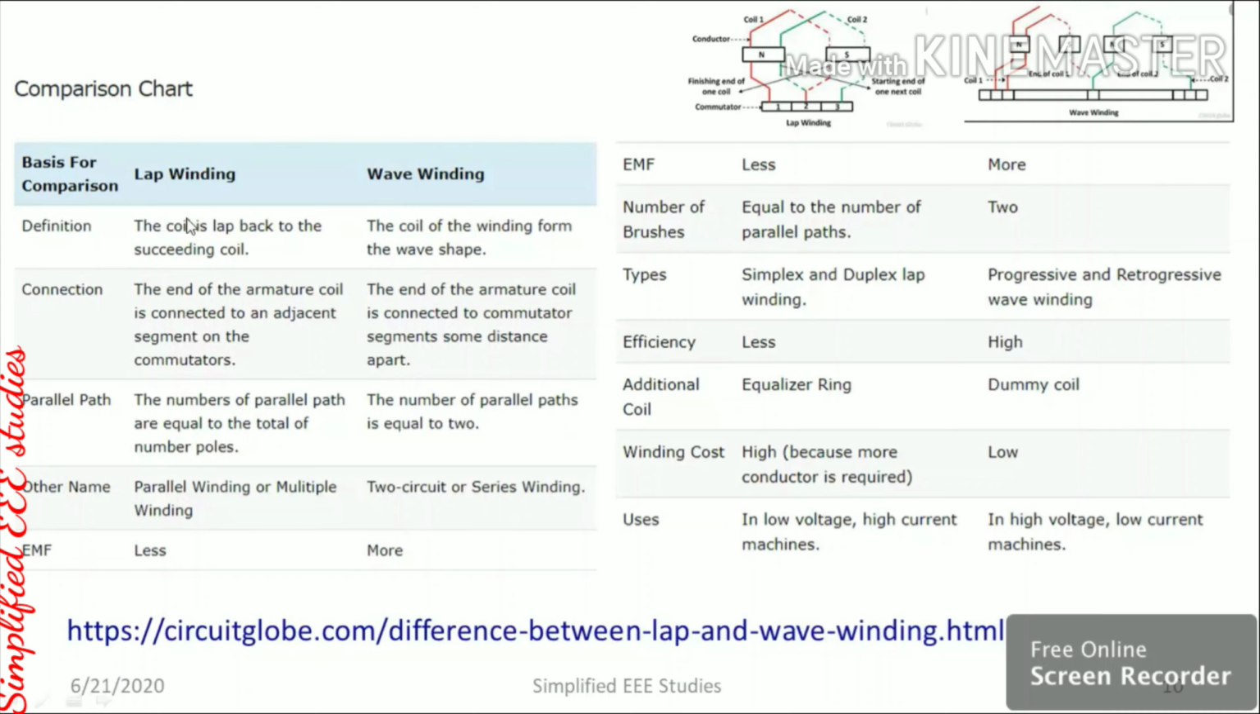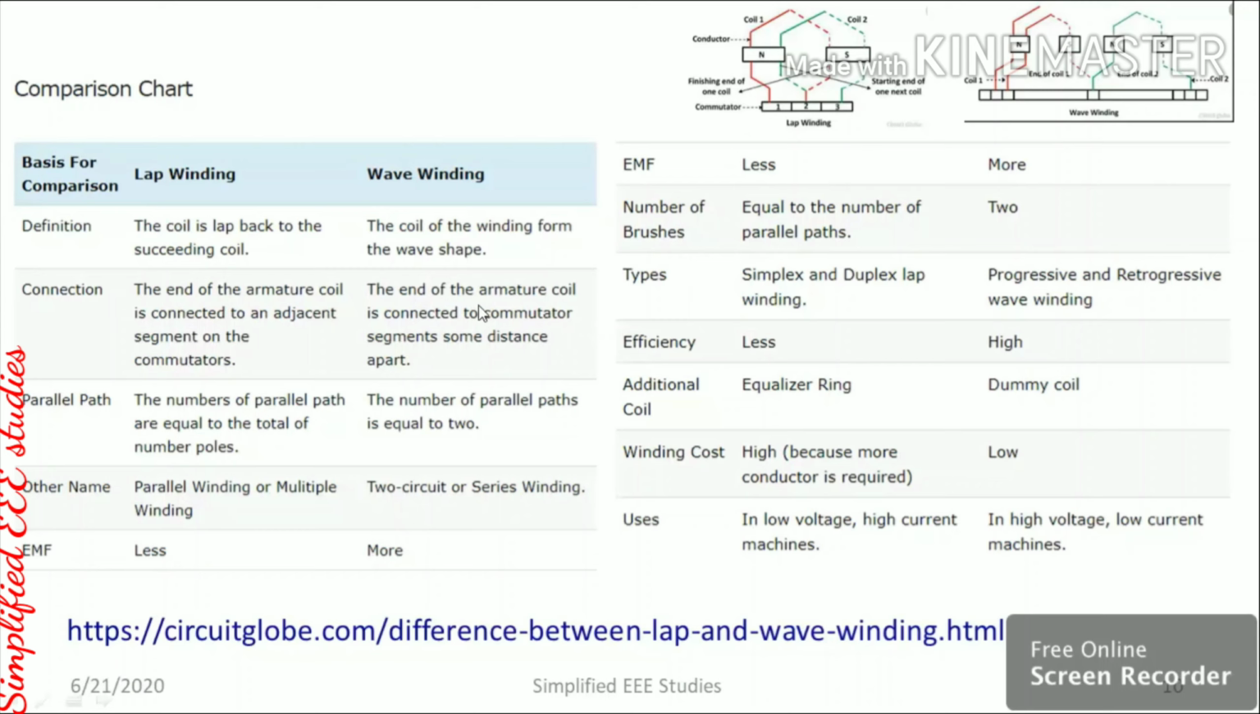Now let us define what lap winding is. The coil is lapped back to the succeeding coil, as you can observe in the diagram. In wave winding, the coil of the winding forms a wave shape. As you can see, the winding is just like a waveform. Then the connection: the end of the armature coil is connected to the adjacent segment on the commutator, which you can clearly grasp from the diagram.